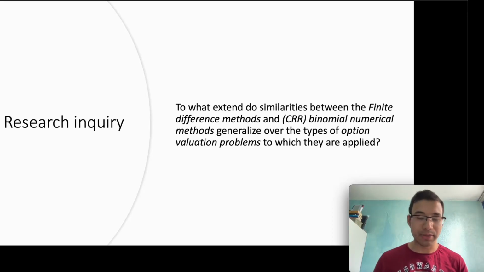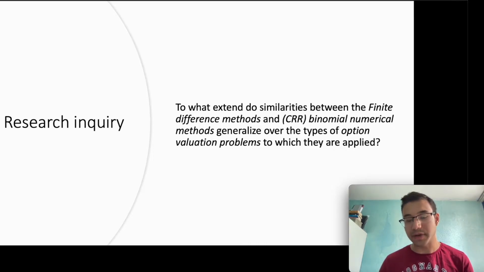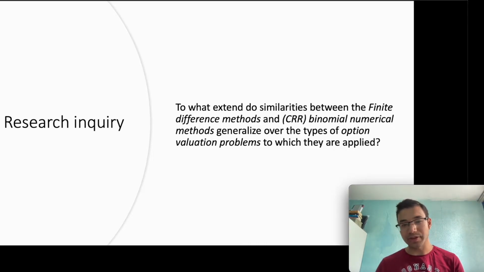In this presentation, I'm going to give rise to one particular consideration as captured completely by the question on the slide. To what extent do similarities between the finite difference and binomial numerical methods generalize over the types of option valuation problems to which they are applied?